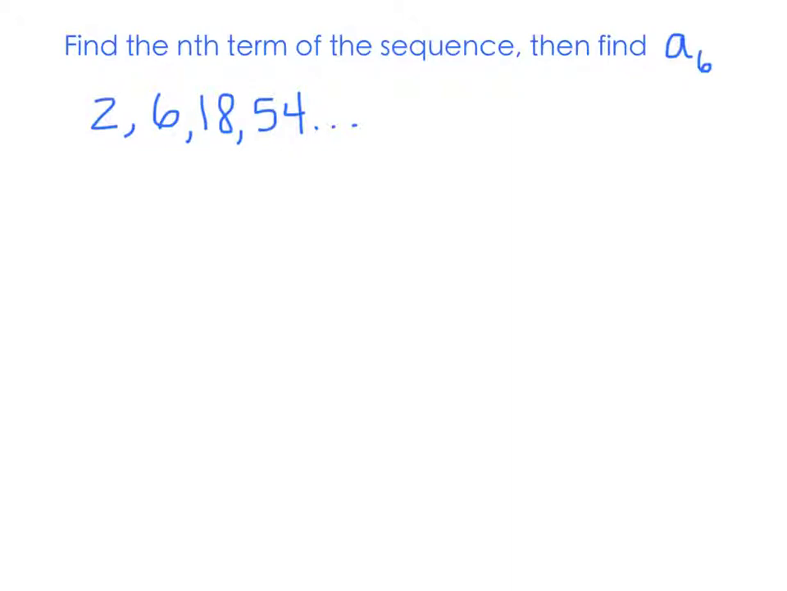Okay, let's look into how we would find the nth term of this sequence and then find a sub 6, given the sequence 2, 6, 18, 30, 54. Okay, so the first thing I'm going to do is label the terms of my sequence. This 2 is my a sub 1, a sub 2, a sub 3, a sub 4, and so on.